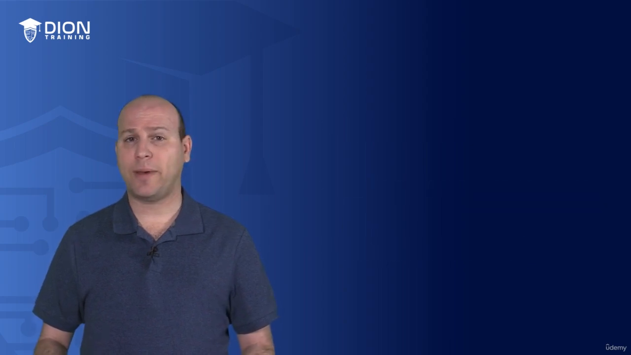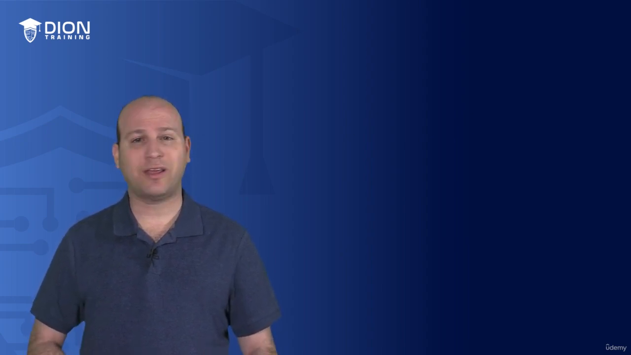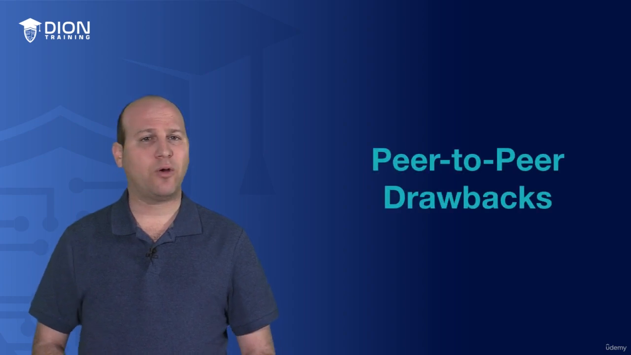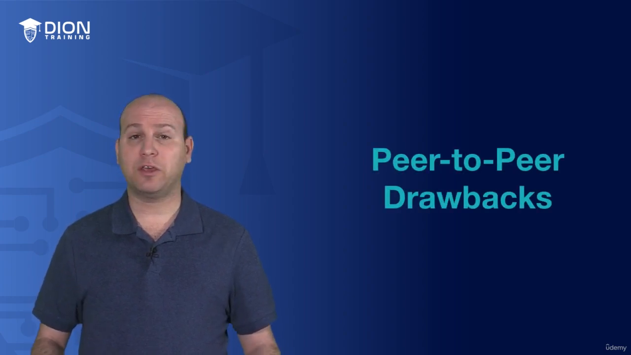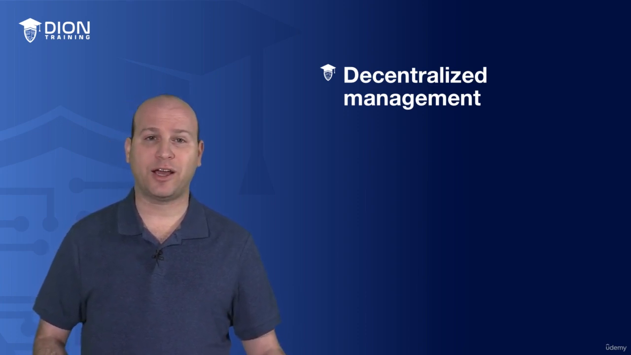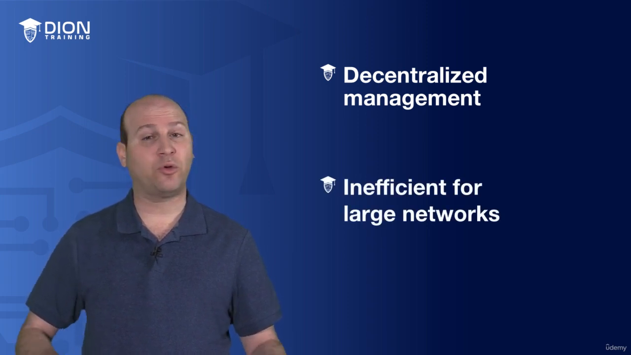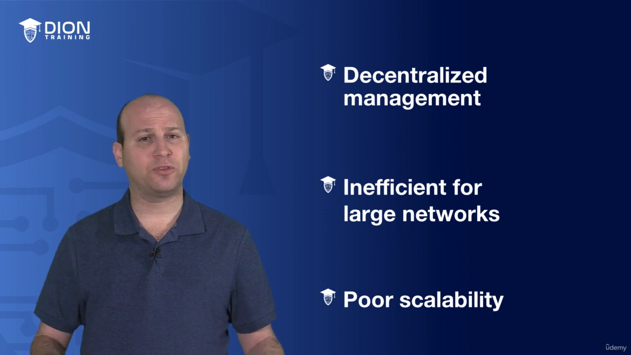But there's also some drawbacks because if my machine is off, now you can't access anything. Whereas if I had a centralized server, you still could because that server would be on 24 hours a day, 7 days a week. Now, what are some of the drawbacks? Well, the biggest one is decentralized management. Everyone can own and control their own machine and decide what they're sharing and what they're not sharing. This becomes extremely inefficient when you deal with large networks or business networks, and it has horrible scalability.